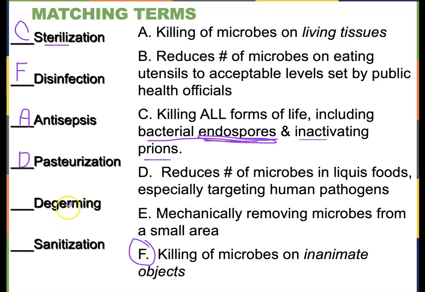Degerming is going to be what the nurse would do to you right before they give you a shot. They would take that small alcohol prep pad and rub that area of skin. So that's mechanically removing the microbes from a small area. And then lastly, sanitization is going to be reducing the amount of microbes. Basically, a lot of these in restaurants, right? Acceptable levels by health officials.